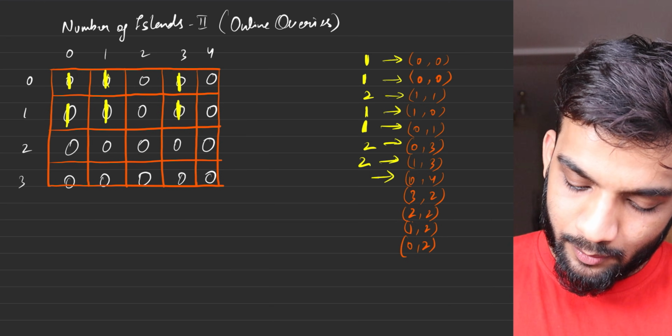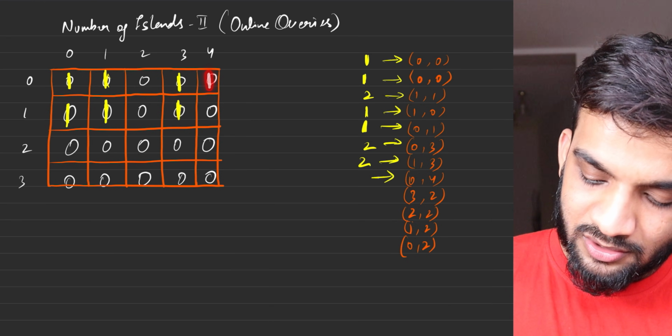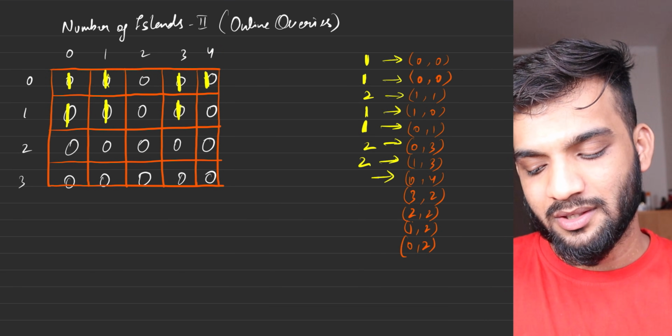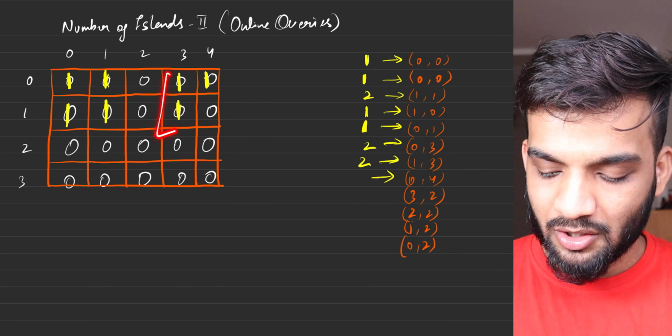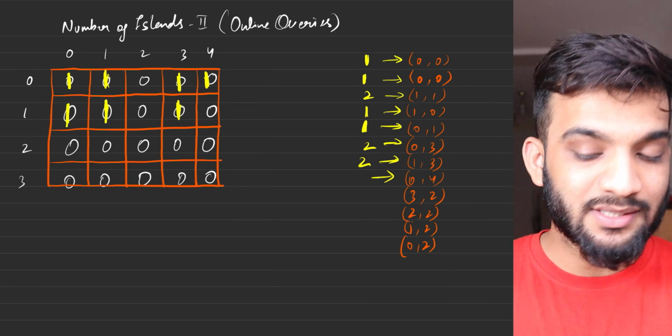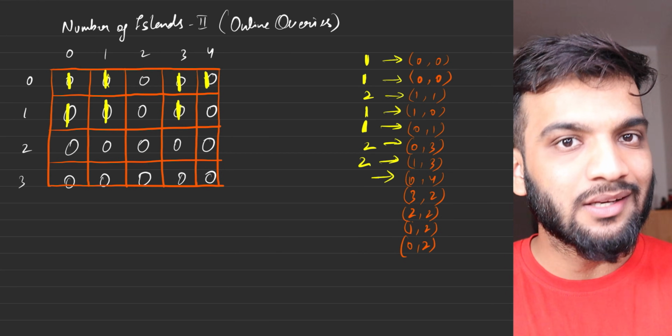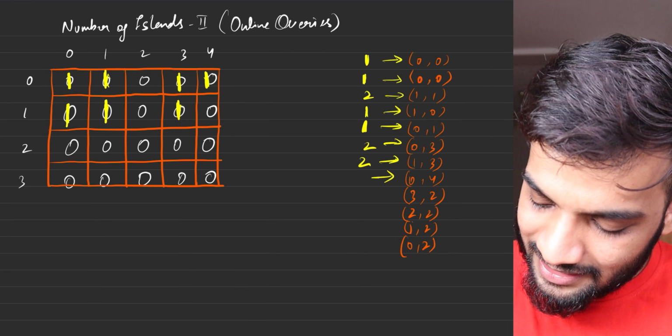0, 4. Where is 0, 4? Which is here. Even if I place it here, remember this, it's still going to be in the same group. If it is still in the same group, it doesn't matter to us. So thereby, I still have 2.